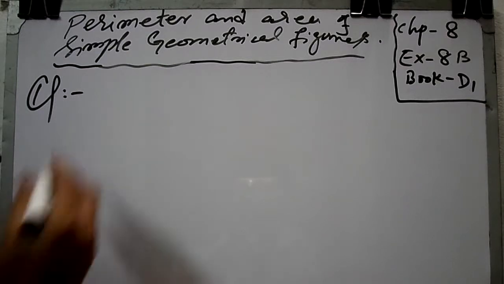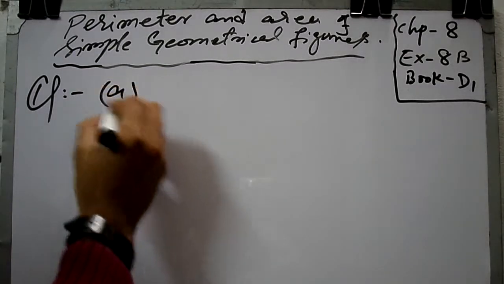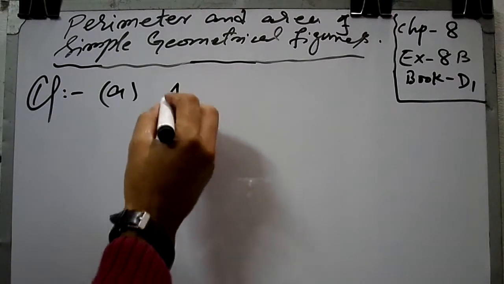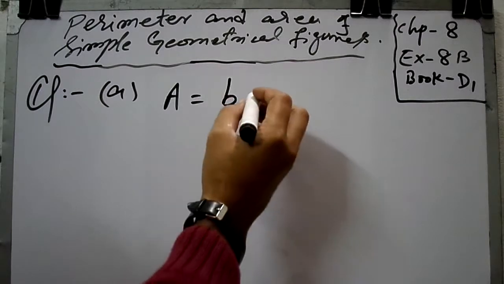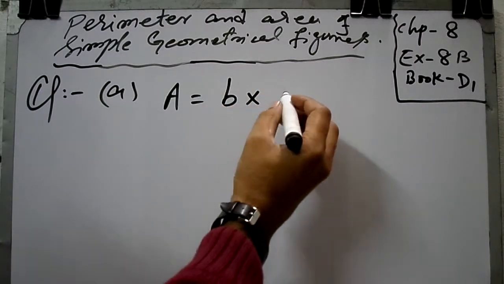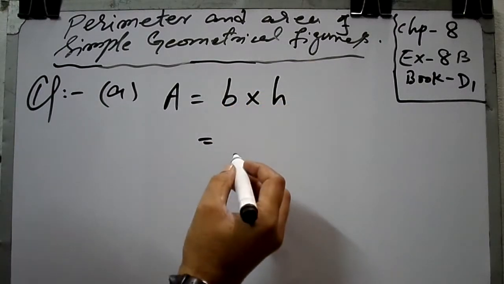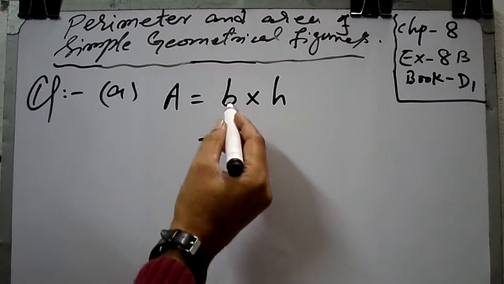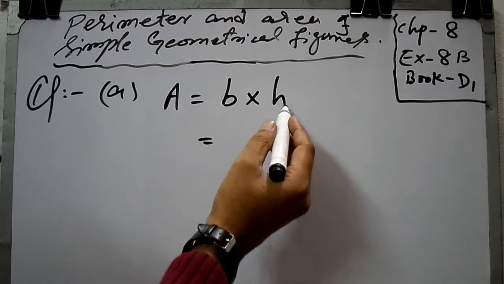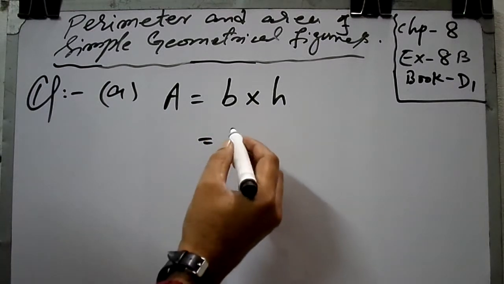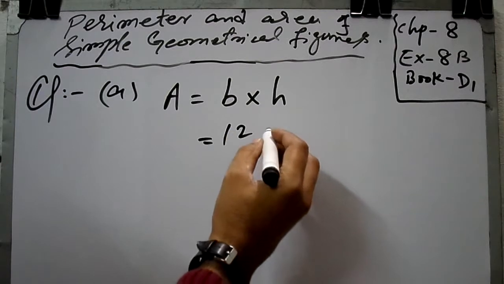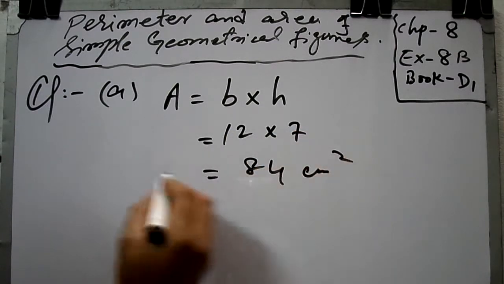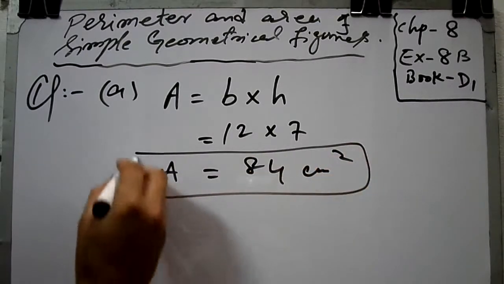So in question number 1, in the A part we have to find the area. So we have a simple formula, that is area is equal to base into height, or breadth into height. You can also say base into altitude. So what are the given values? So that is 7, so it will be 84 centimeter square. So that is your area in the first portion.